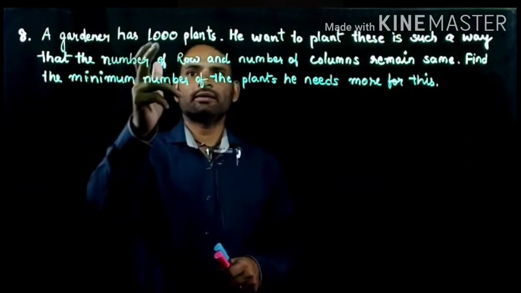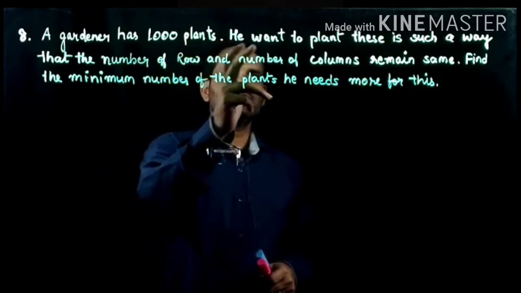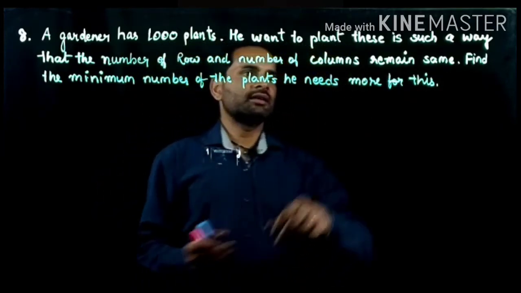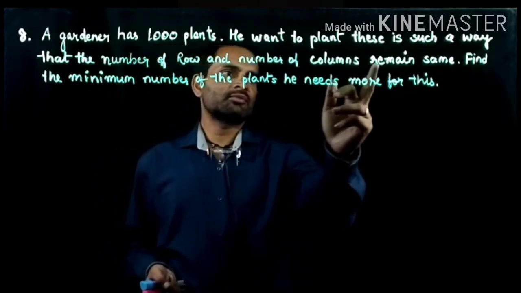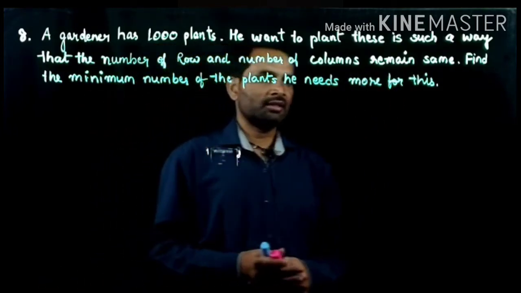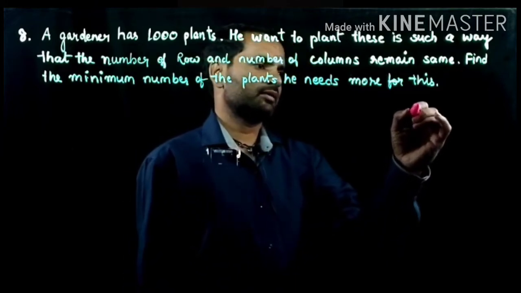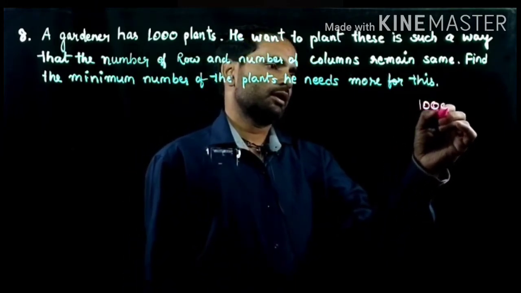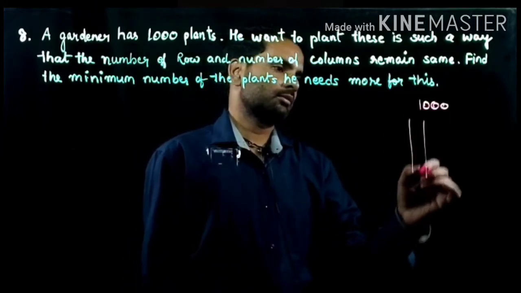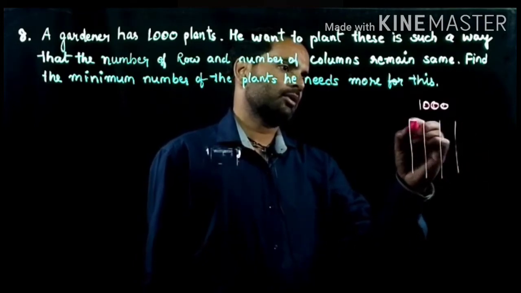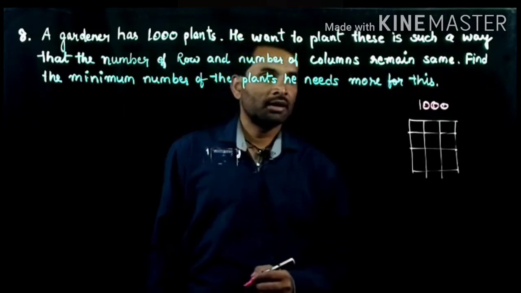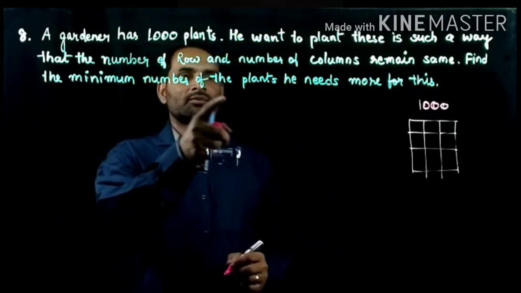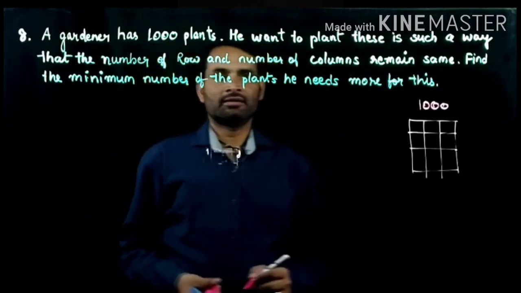A gardener has 1,000 plants. He wants to plant them in such a way that the number of rows and the number of columns remain the same. It means the total number of plants is 1,000, and the number of rows and columns are the same. Find the minimum number of plants needed to be added.